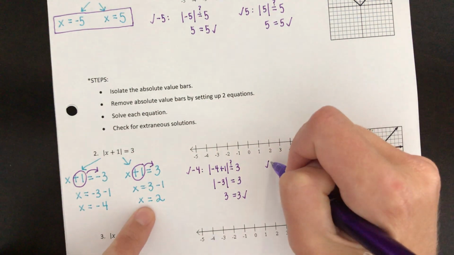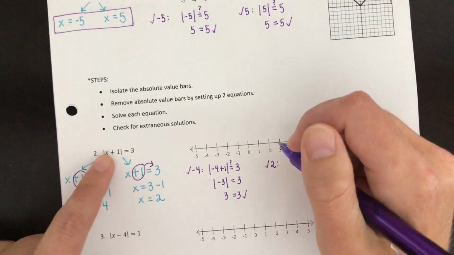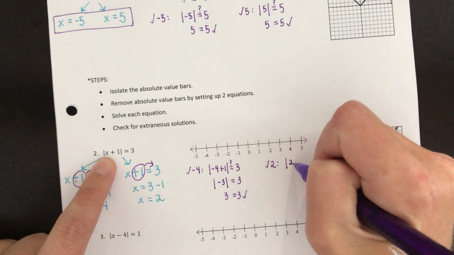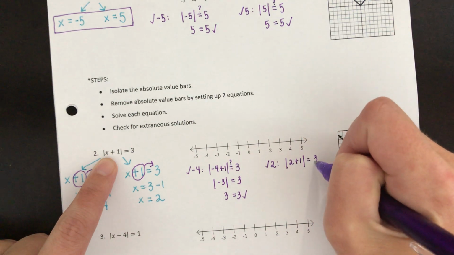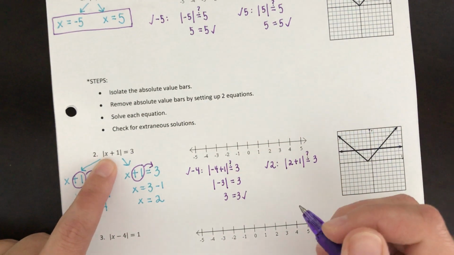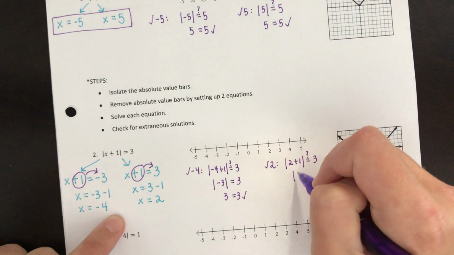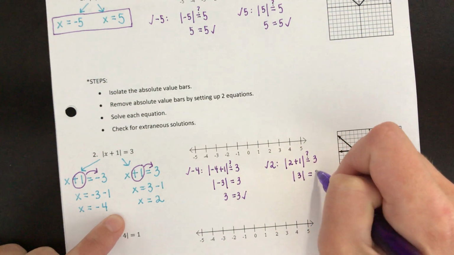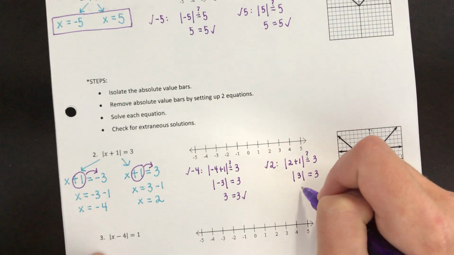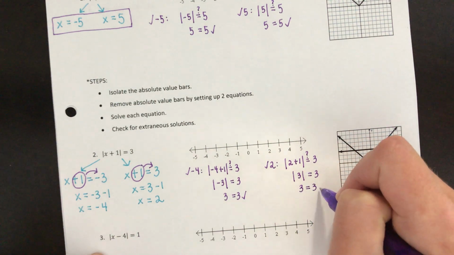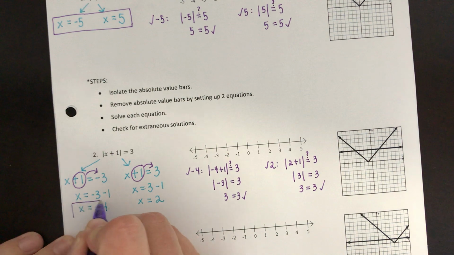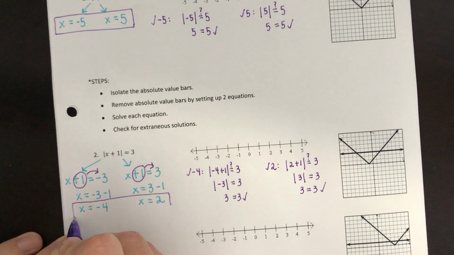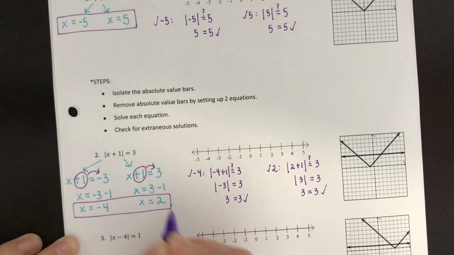Now let's check our solution of 2. Plug 2 in where we see x into the original equation. Is that a true statement? So 2 plus 1 is 3. So is the absolute value of 3 equal to 3? Yes, it sure is. The absolute value of 3 is 3. So therefore, both of these are true solutions. Neither is an extraneous solution.